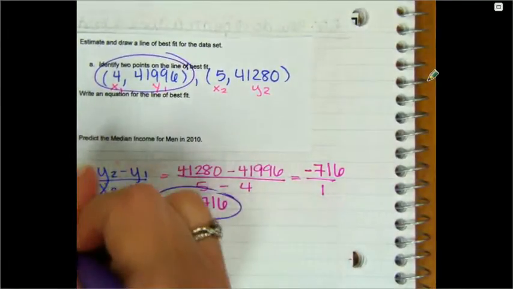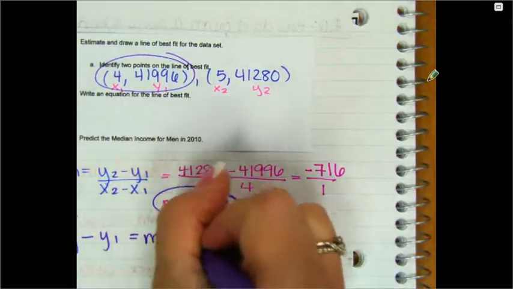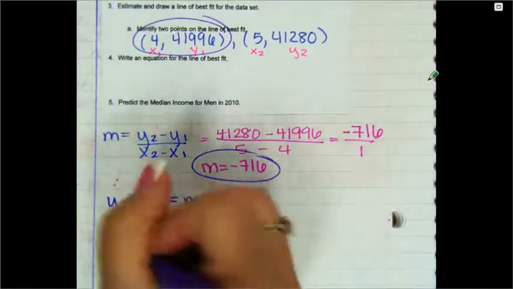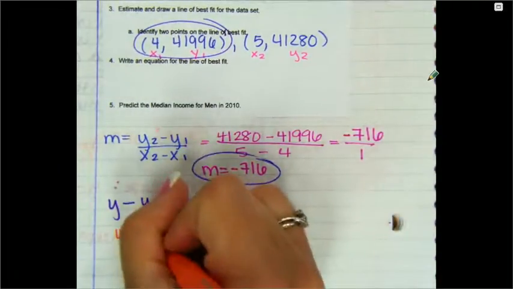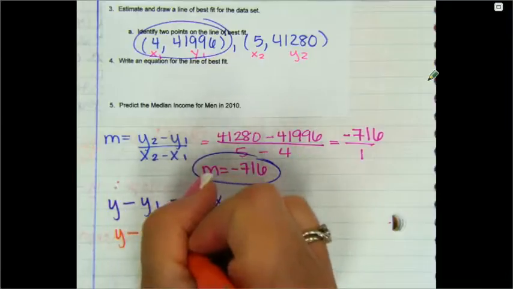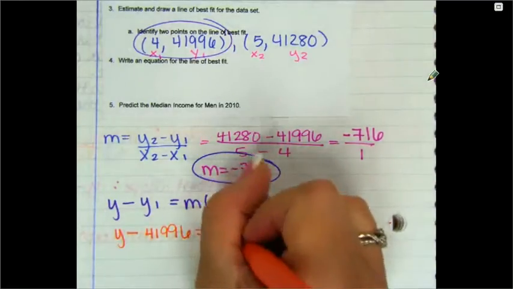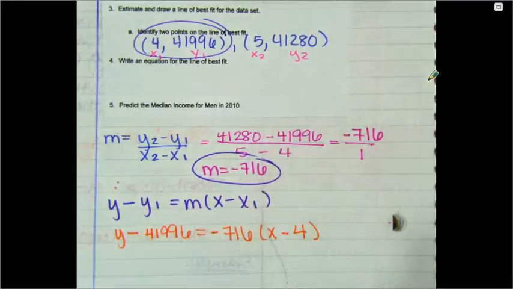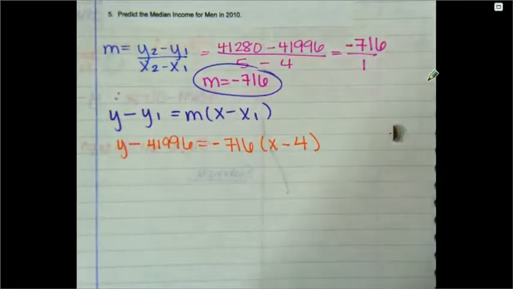I'm going to use point slope, which is y minus y1 equals m times x minus x1. All right, let's plug into our point slope formula. So I'm going to say y minus, what's my y1? Very good. Equals, what's my slope? Negative 716 times x minus, what's my x1? 4. You should know how to solve this, correct? What's your next thing you're going to do? Distribute. Go distribute.